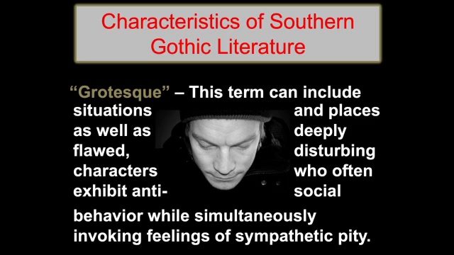So what are the characteristics specifically of American Southern Gothic literature? First is the sense of the grotesque. Now, this term can include situations and places, as well as deeply flawed, disturbing characters who often exhibit antisocial behavior while simultaneously invoking feelings of sympathetic pity. You don't like the character, and at the same time, you feel a sense of pity towards them.